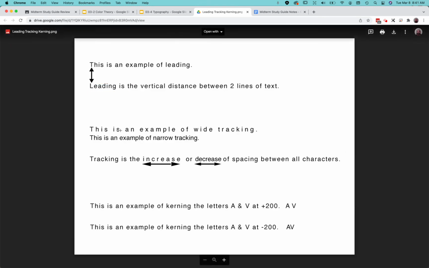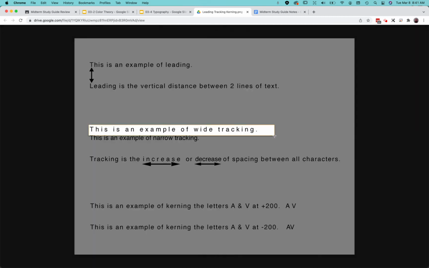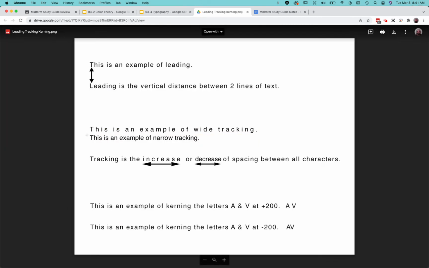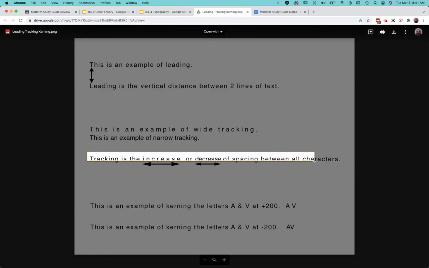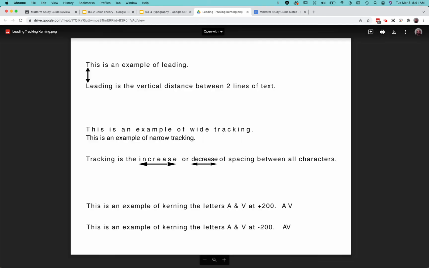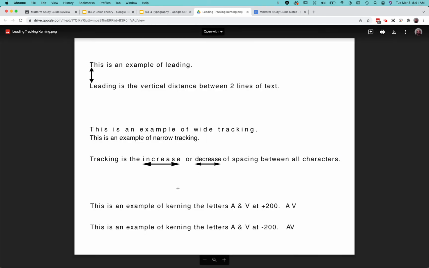That's what that is. The second thing is tracking. Remember, tracking like train tracks, your cars could be separated out side to side or crunched in. This is an example of wide tracking. This is an example of narrow tracking. And tracking is just the increase or decrease of space between all characters. Tracking, like train cars. And then finally, kerning, the hardest word.